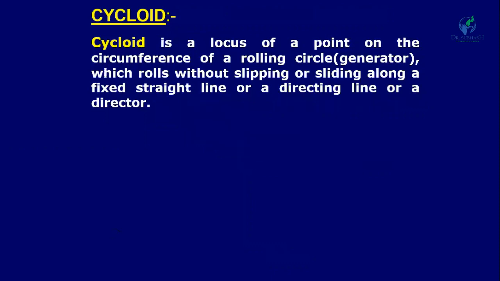Now, first one is the cycloid. What is the cycloid? The cycloid is a locus of a point on the circumference of a rolling circle, known as the generator, which rolls without slipping or sliding along a fixed straight line, called a directing line or a director. So if any circle is rolling without slipping or sliding on a straight line, then the path of any point on the circumference of that circle is called a cycloid.